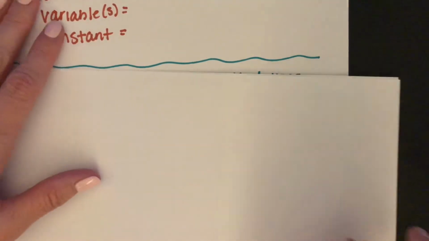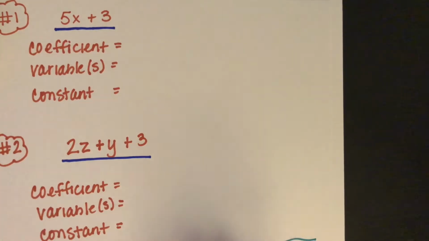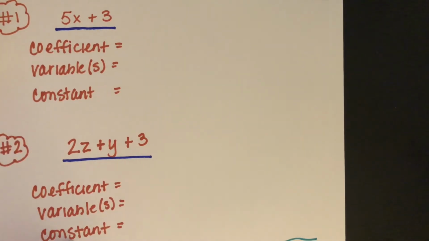Now I want you to go ahead and try these two problems and see if you can identify the coefficient, the variable or variables, and constant. There could be more than one coefficient. Just write it next to it. Pause this now and see if you can find what they are.